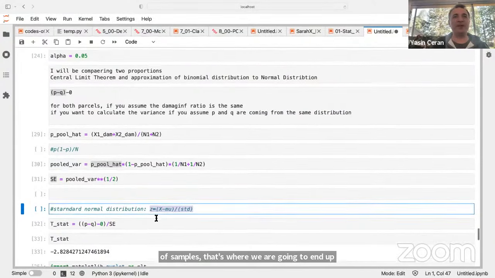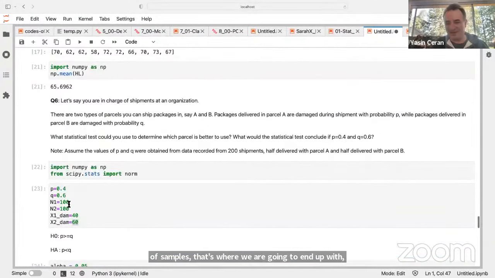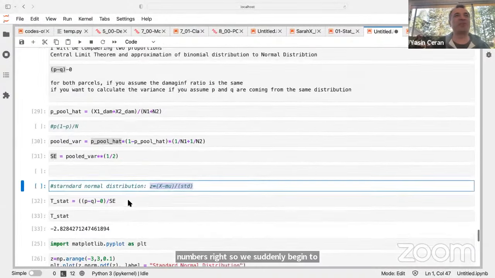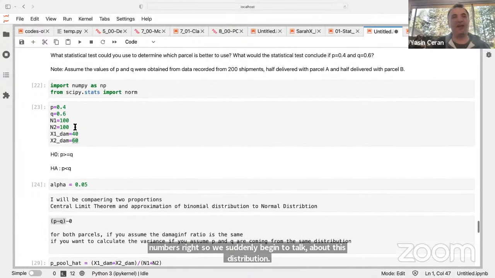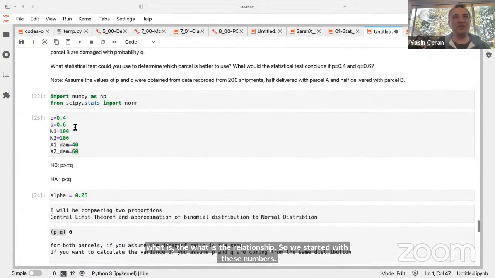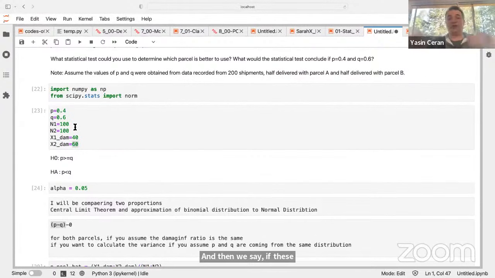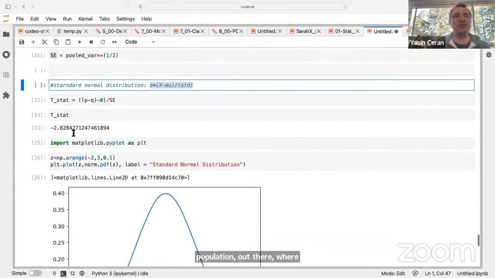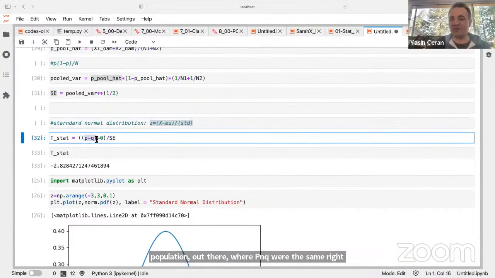So what happened here is, we started with these numbers, and then we suddenly begin to talk about this distribution. So what is the relationship? We started with these numbers, and we say, if these numbers were coming from some population out there where P and Q were the same, and I take P minus Q as the difference between P and Q, if they were the same, their mean would be 0. And this is the standard deviation of the sample I have. So this number here is nothing but this Z.